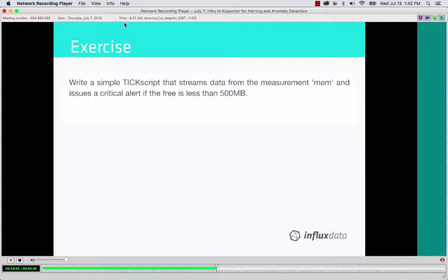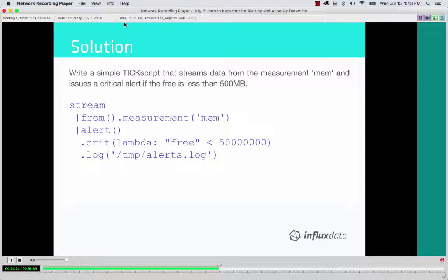So going to hop into maybe a little bit of an exercise, maybe less of an exercise, but something to just get you to think a little bit. We want to write a simple TICKscript that streams data from the measurement mem and issues a critical alert if their free is less than 500 megabytes. So to do that, we say stream pipe from dot measurement mem. And then we want to alert, pipe alert, dot crit, lambda free less than 500 megabytes.